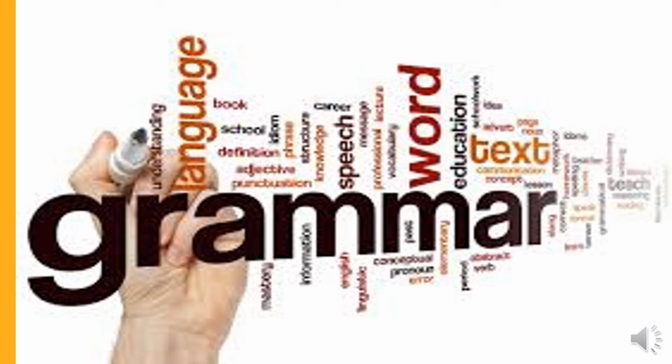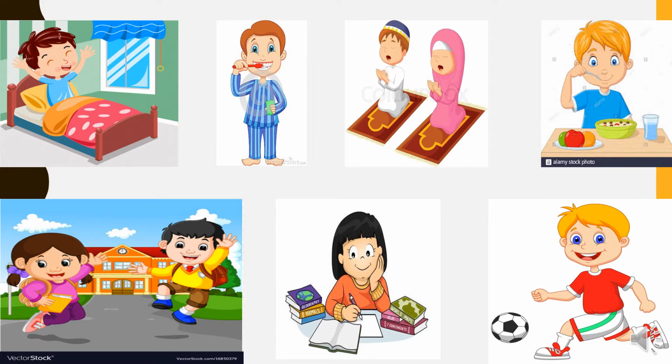So now students, in the last video we discussed the text exercises. Now it's time for some grammar exercises. Now students, I'm showing you some pictures. In the very first picture you have seen that a boy wakes up, right? So Ali wakes up early in the morning. He brushes his teeth. Ali and Sarah perform namaz. He has breakfast. They go to school. She does homework and he plays football.